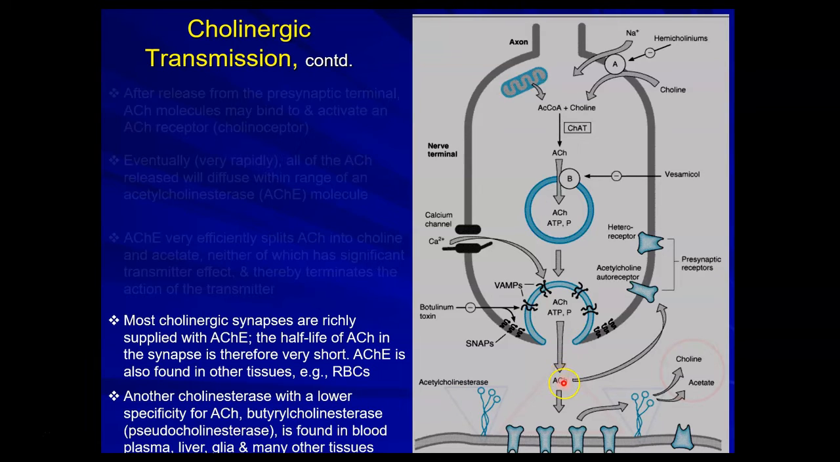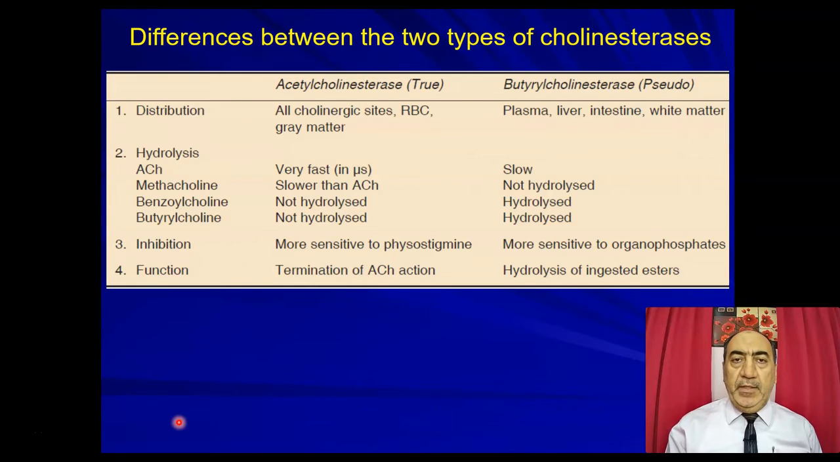There is another enzyme that can degrade acetylcholine, but less efficiently and less specifically. It's called pseudocholinesterase or butyrylcholinesterase. This is found in blood plasma, liver, glia, and many other tissues. Now we'll see the differences between these two enzymes: acetylcholinesterase, also called true cholinesterase, and butyrylcholinesterase, also called false or pseudocholinesterase.